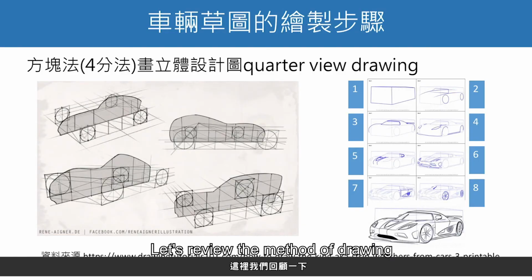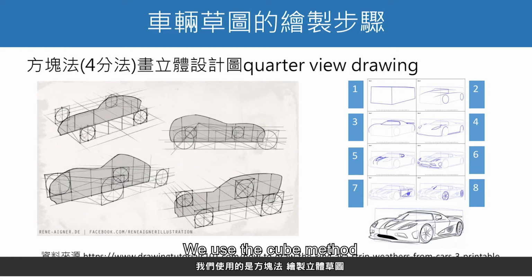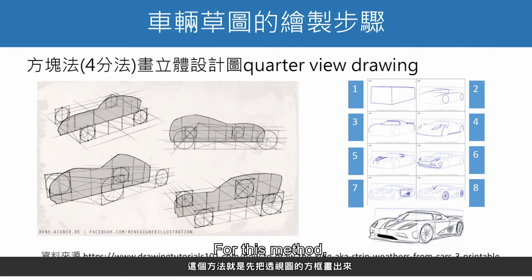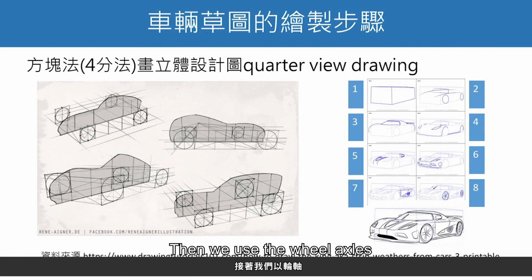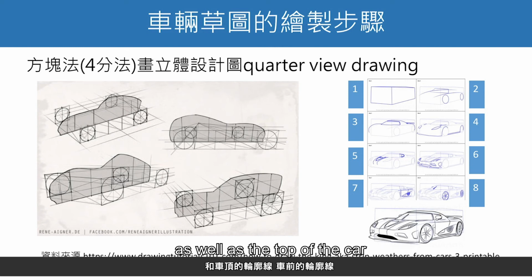Let's review the method of drawing the vehicle sketch that the teacher has just demonstrated. We use the cube method to draw the three-dimensional sketch, also called the quarter view drawing. For this method, first draw a cube in the perspective view. Then we use the wheel axles as the corresponding position of the car body to draw the contour line of the side of the car, as well as the top of the car and the front of the car.